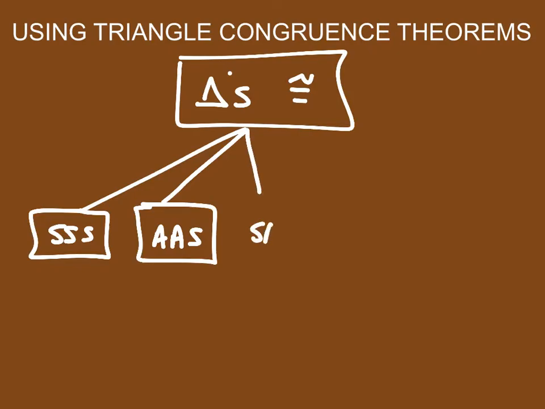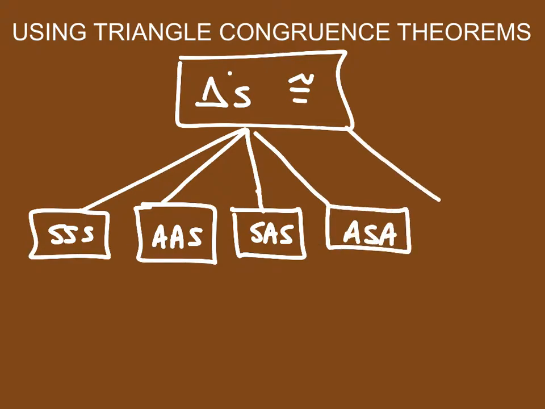We can say that side-angle-side gives us congruent triangles. We can say that angle-side-angle gives us congruent triangles. And then we can say that the hypotenuse-leg congruency theorem also gives us congruent triangles. So based on this, just given any of this information for two triangles, we can conclude that two triangles are congruent.